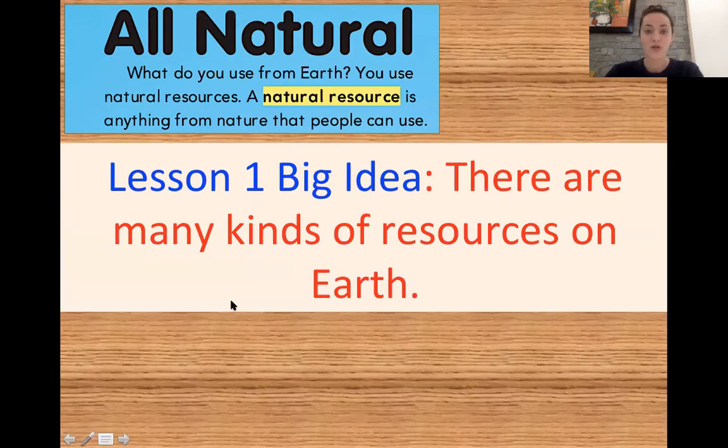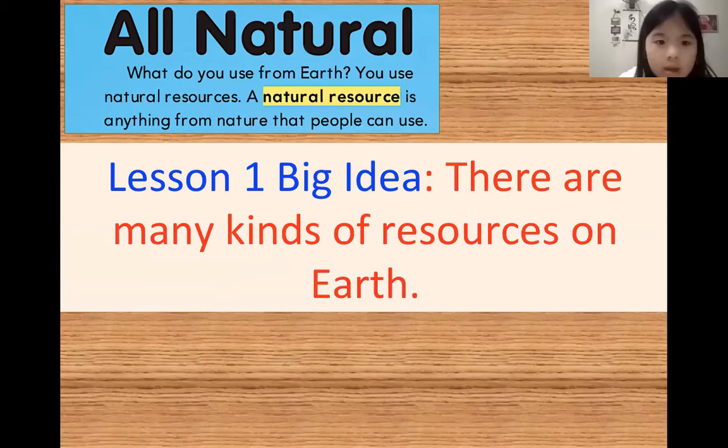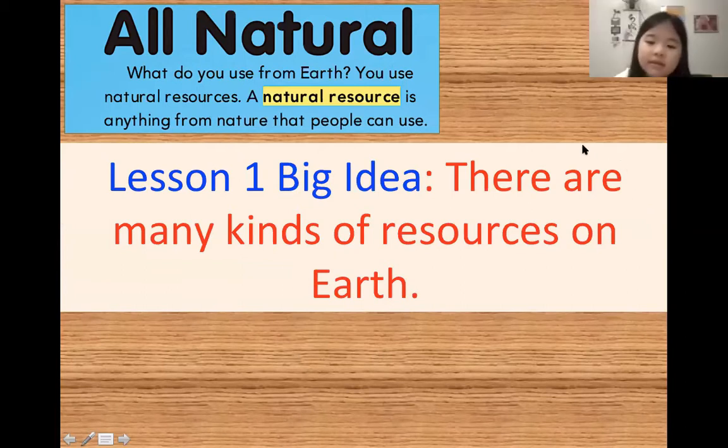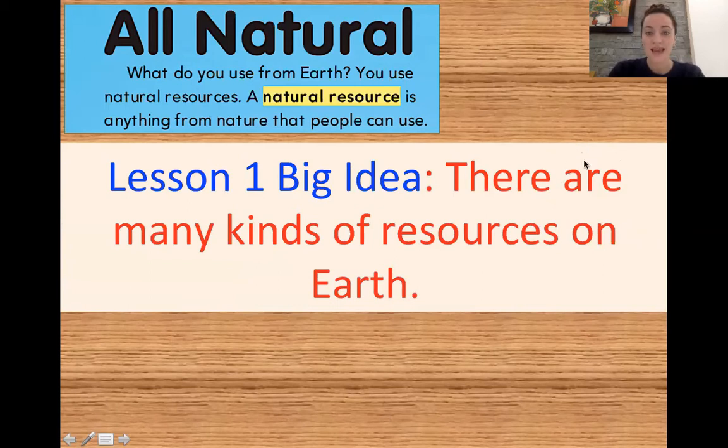And finally, before we get into our lesson, let's read the lesson big idea one more time. Funny, could you read the big idea? There are many kinds of resources on Earth. Very good. Can you say resources again? Resources. Very good. Thank you, Funny. Exactly. So there are many kinds of resources on Earth. So lesson 1, we are going to learn the different kinds of resources. Today we'll learn our first one.